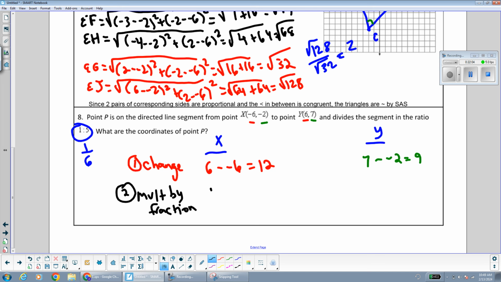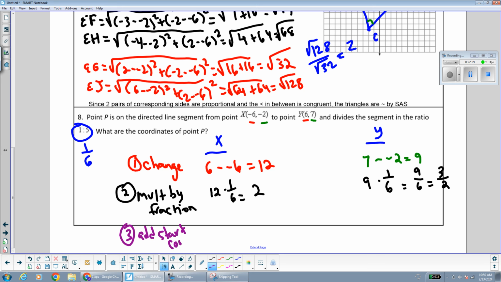I'm going to take the result 12 and multiply by 1 over 6, and that's going to give me 2. I'm going to take the result here, which was 9, and multiply by 1 over 6, and that's going to give me 9 over 6, which simplifies to 3 over 2, or 1.5 if you're using the calculator. Okay, and then finally, I'm going to add the start coordinate.